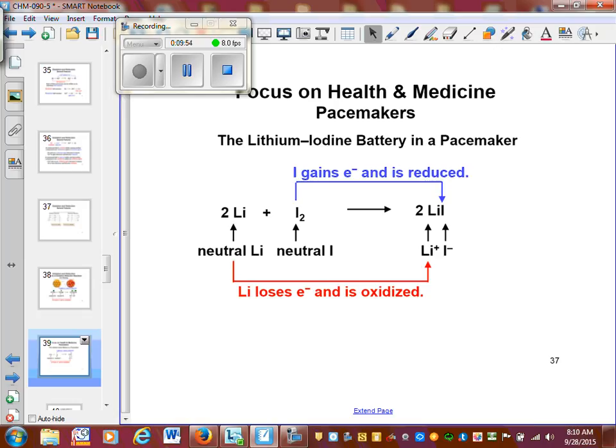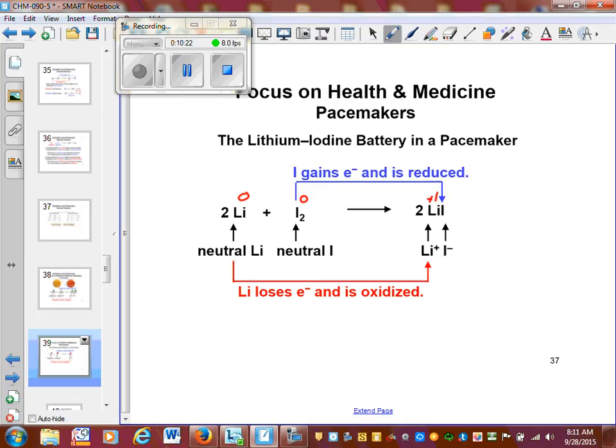People who have a pacemaker have a lithium iodine battery in it. So here we have lithium and iodine. Lithium's by itself, so it has 0. Iodine's by itself, it has 0. Here in the compound, lithium iodide, lithium has a charge of +1.